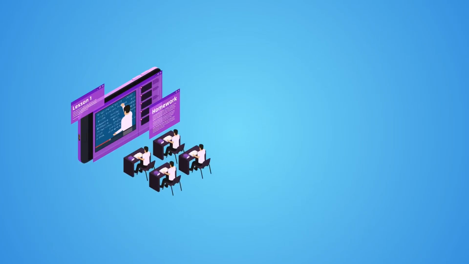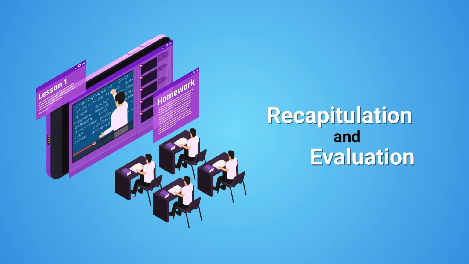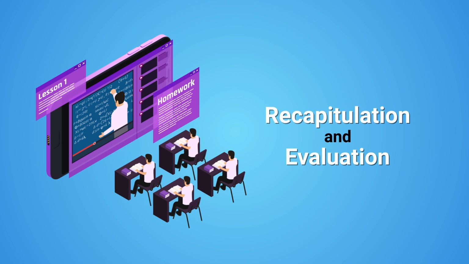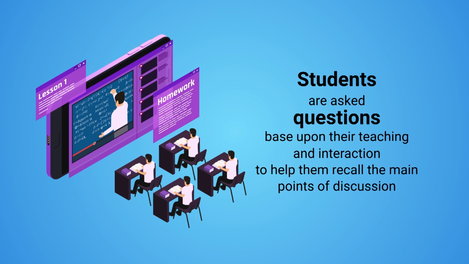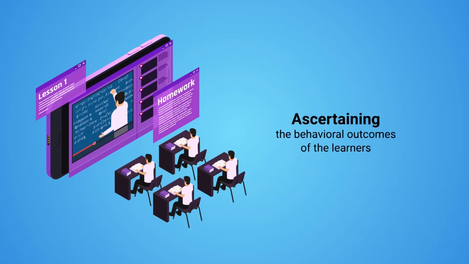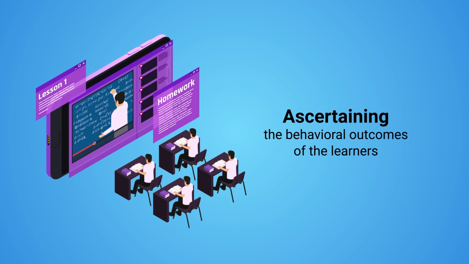This kind of engagement encourages students to form new connections among the components of the knowledge and helps in their concept formation. The ninth component of the skeleton of lesson plan is recapitulation and evaluation. Here in this phase, the students are asked questions based upon their teaching and interaction to help them recall the main points of discussion, what they have learned. Evaluation ensures whether or not the objectives set for the current class are achieved. This is done through ascertaining the behavioral outcome of the learners.